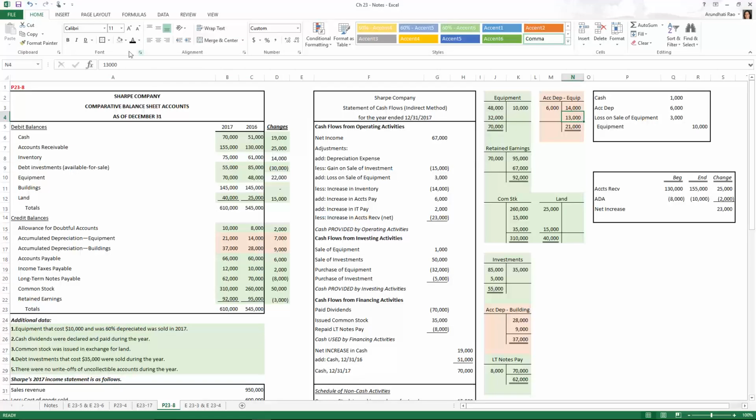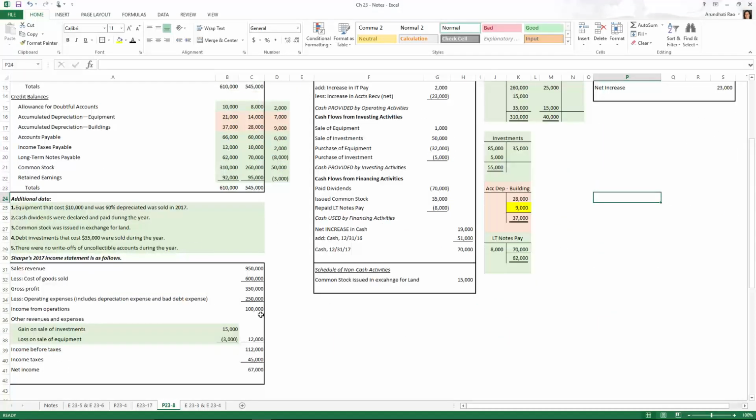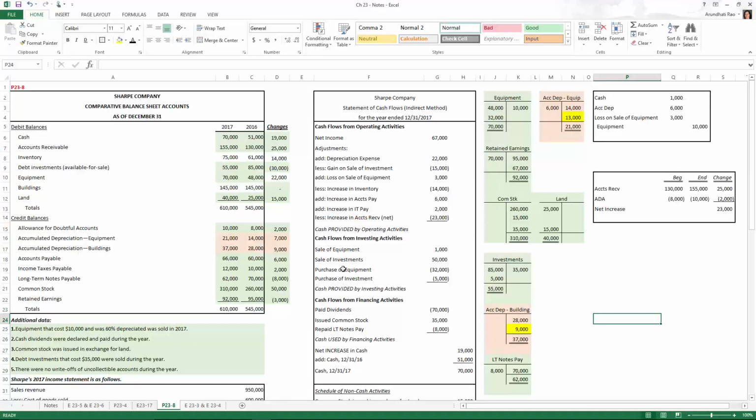So now that we have that taken care of, what I need to look at is the depreciation expense. 13 plus 9, my depreciation expense is 22,000. So I had to work around this problem to find out the depreciation expense. Now I have taken care of all the pieces of information. I add up my numbers under operating activities and arrive at 48,000 cash provided by operating activities.